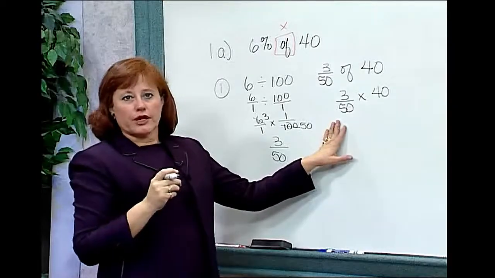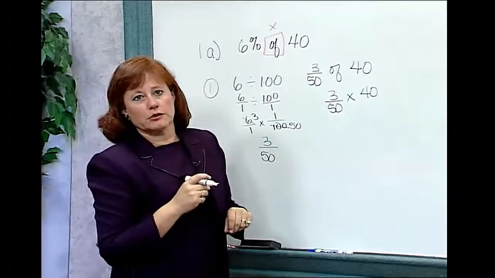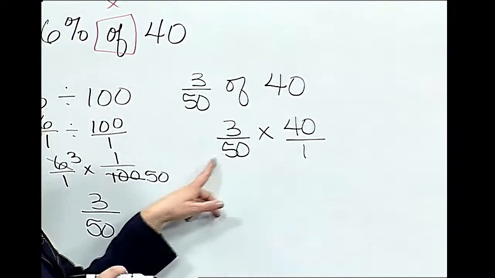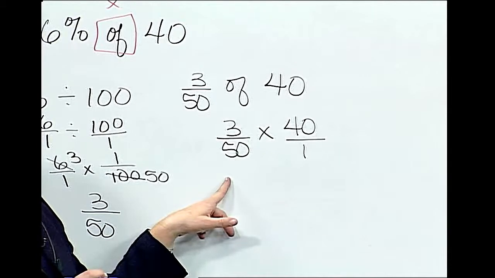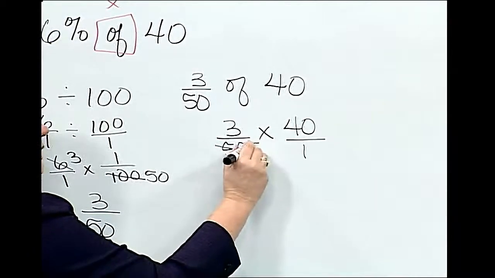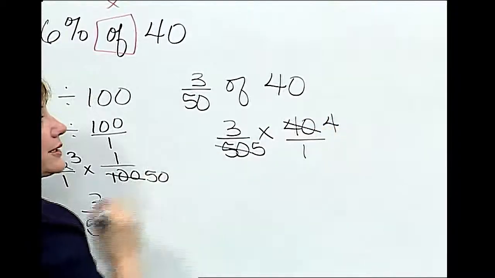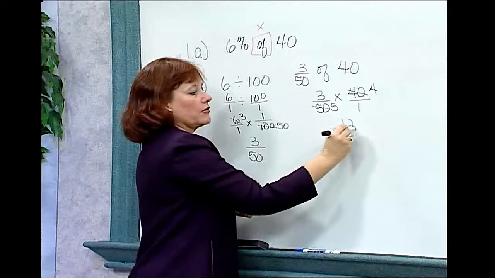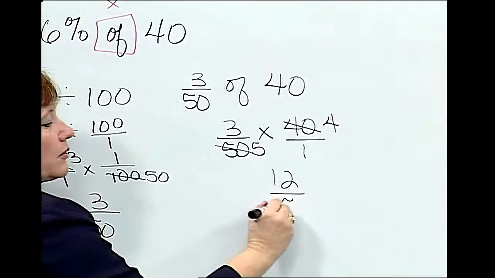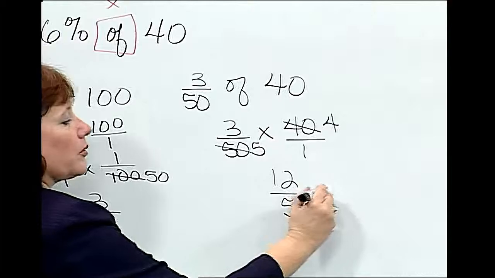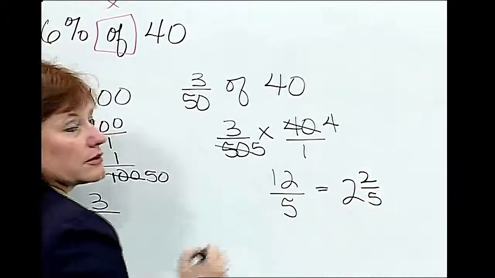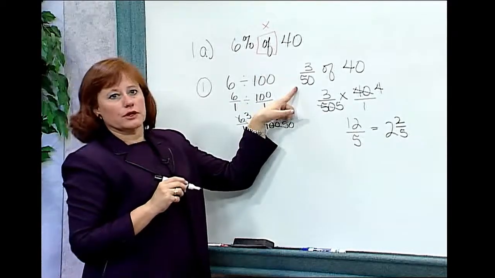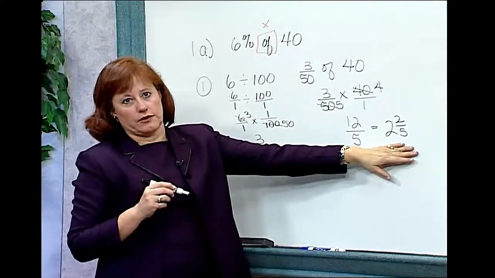Since I'm multiplying with a fraction, I'll want to change 40 to an improper fraction to make my process easier. I'll divide 40 by 1. Now I can see that the 50 and the 40 are both reducible by a factor of 10. If I divide 50 by 10, I get 5. If I divide 40 by 10, I get 4. When I multiply, I get 3 times 4, which is 12, over 5 times 1, which is 5. And that problem reduces to 2 and 2/5. So 6% of 40 is the same as 3/50ths of 40, which gives us 2 and 2/5.